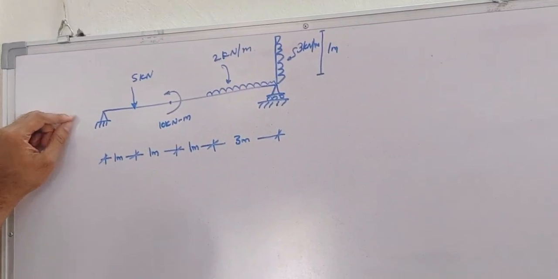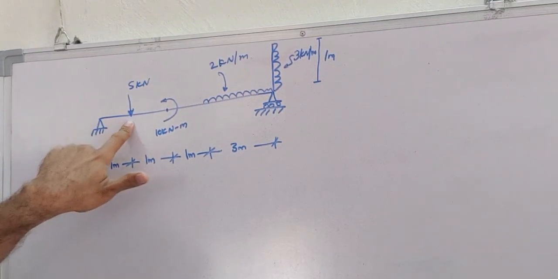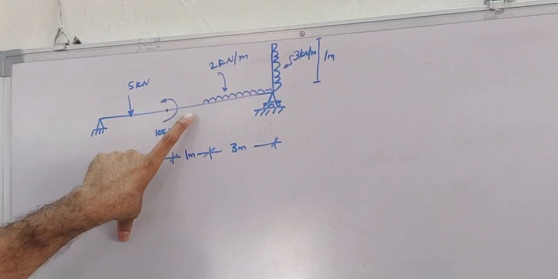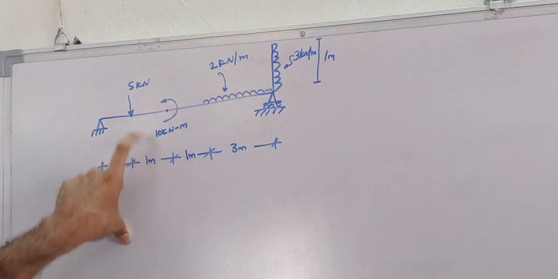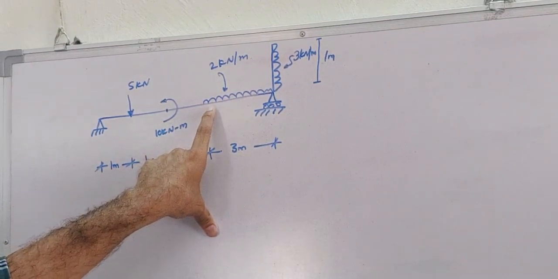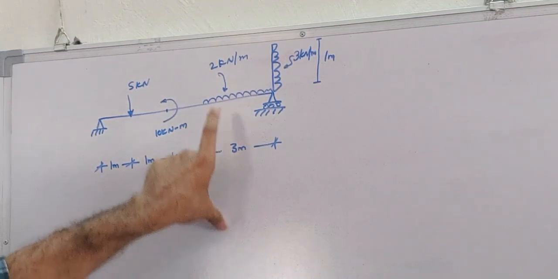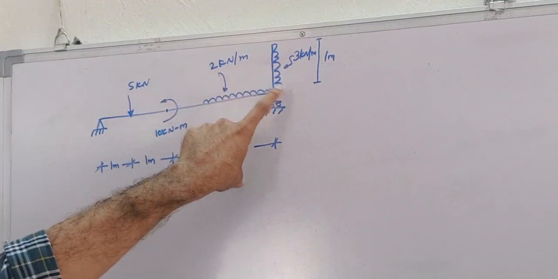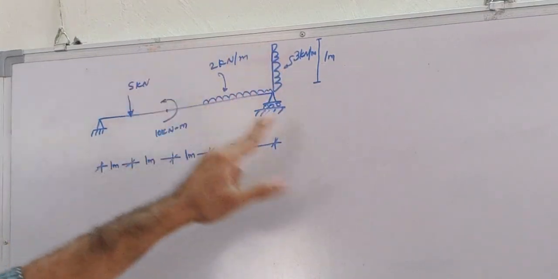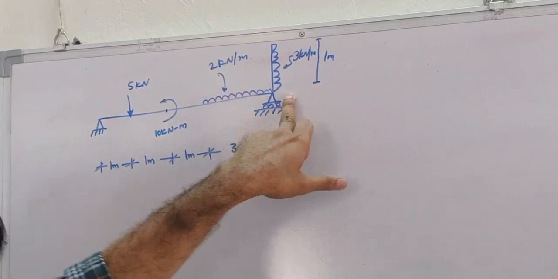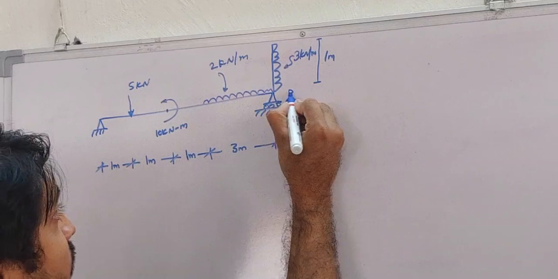This is the problem. Here we have a simply supported beam, and to this simply supported beam one 5 kilonewton load is applied here, and then there is a 10 kilonewton meter moment applied in the anti-clockwise direction. There is a uniformly distributed load over 3 meter length with intensity 2 kilonewton per meter, and one more uniformly distributed load acting in a horizontal direction at support B. Its intensity is 3 kilonewton per meter and length is 1 meter.